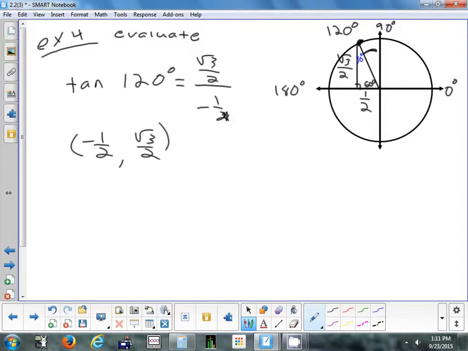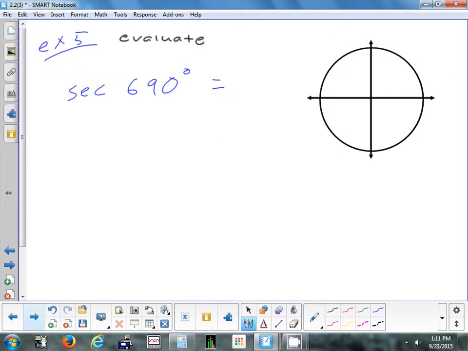Anytime your denominators are the same, you can cross them out. And Jacob, what am I left with for my final answer? Negative square root of 3. Yeah, I'm just left with square root of 3 divided by negative 1. Negative square root 3. Okay, questions on that? All right. Okay, secant of 690.